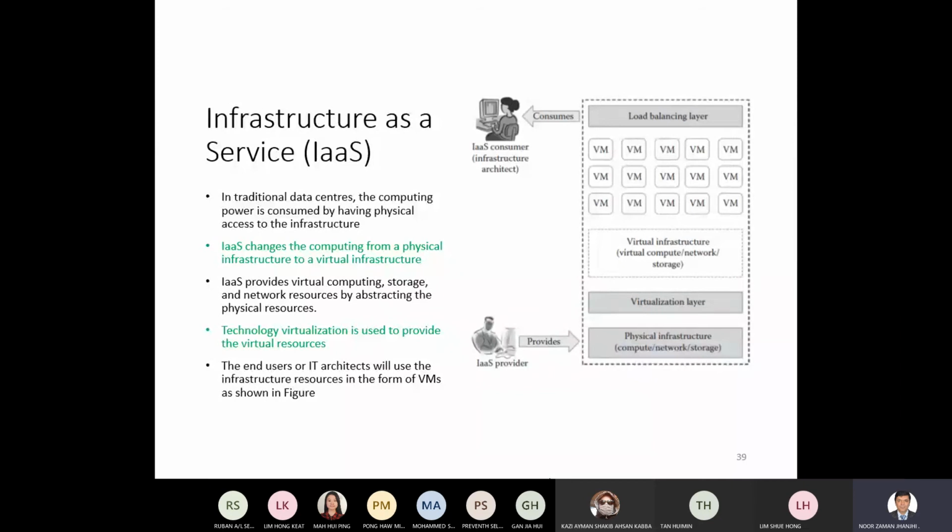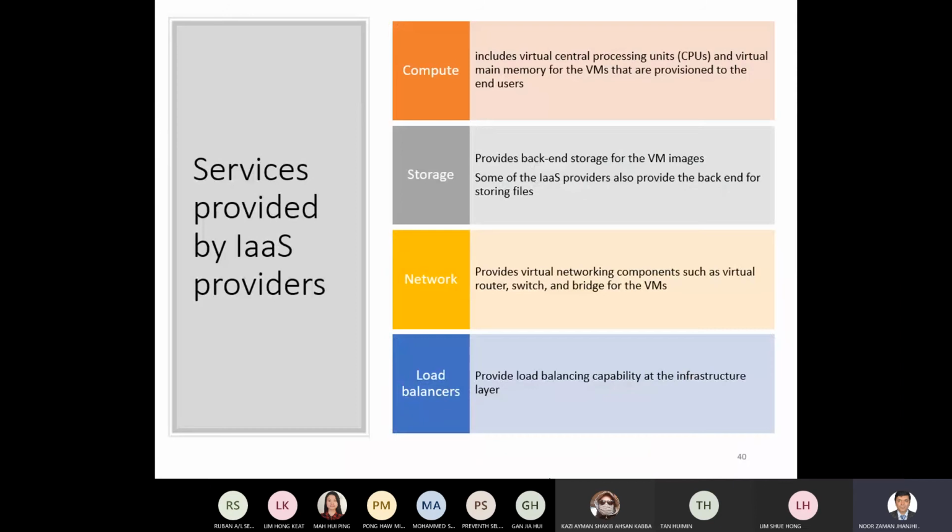So the most important concept we are using for IaaS is virtualization technology, to provide the virtual resources. So here we will be using the virtual resources. Now you can see from here what services are provided by the IaaS. The services which are provided by the IaaS are normally the computing services, storage services, network services, and the load balancers.